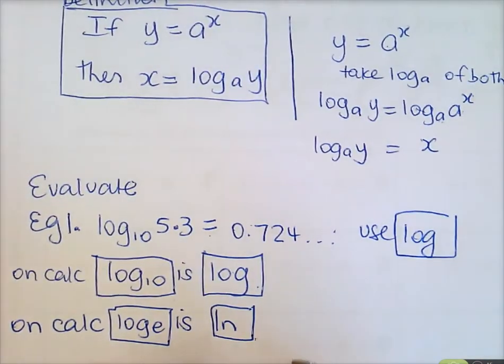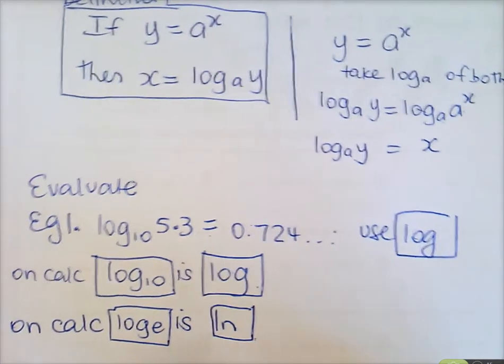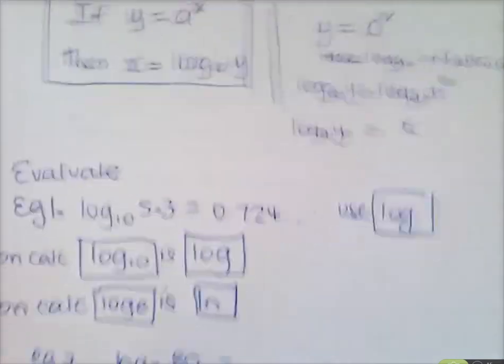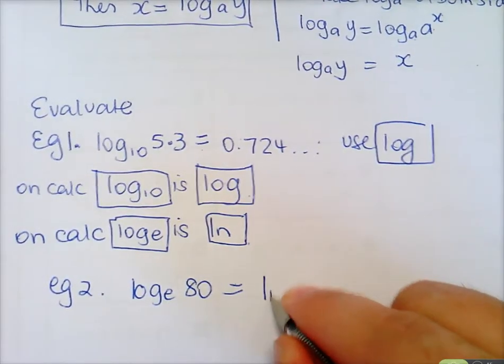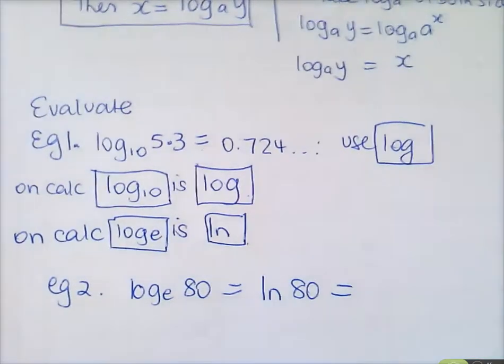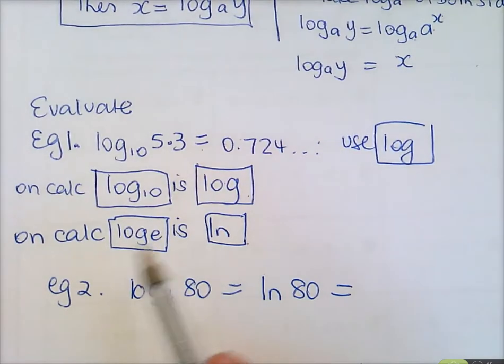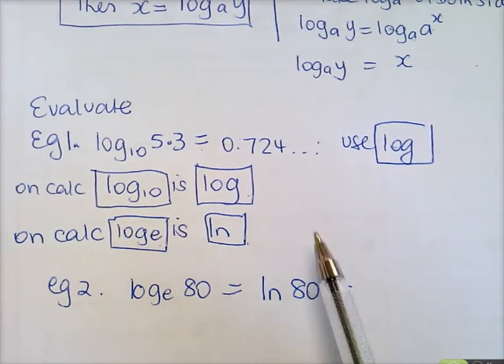If you're asked to evaluate log to the base e of 80 on your calculator, you press ln 80. Does that make sense? So log to the base e on your calculator is ln.